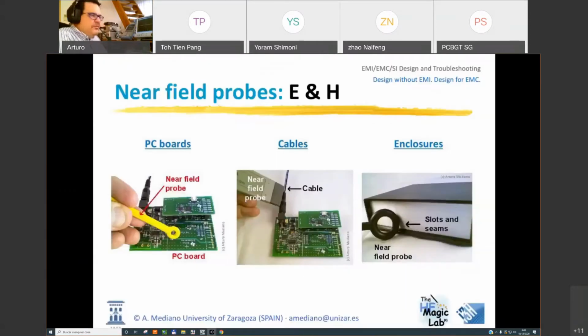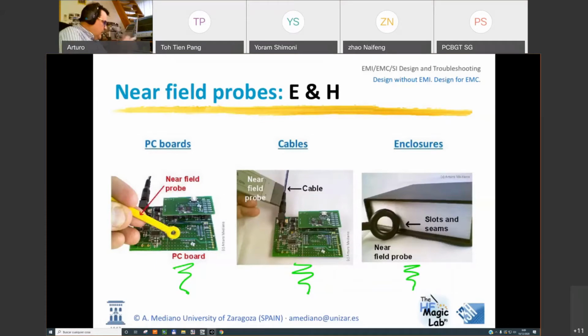To identify the origin of the problems, we can use near-field probes. Near-field probes can be very useful for testing PC boards. So you are able to find aggressive areas, hot areas in your PCBs. We can test in cables. So we can identify if we have some kind of common mode or differential mode currents in our cables. Or we can look for leakage in enclosures. This is what we will do today. But instead of using near-field probes, I will be using a near-field scanner from YIC Technologies.